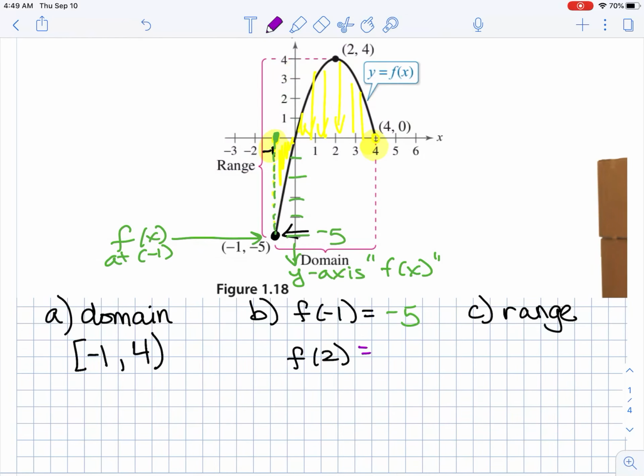And then similarly, to find f of 2, remember this value is our x value. So we go over at x is 1, 2, and we follow it up and over to see the corresponding value for f of x. And we see that it's 4.